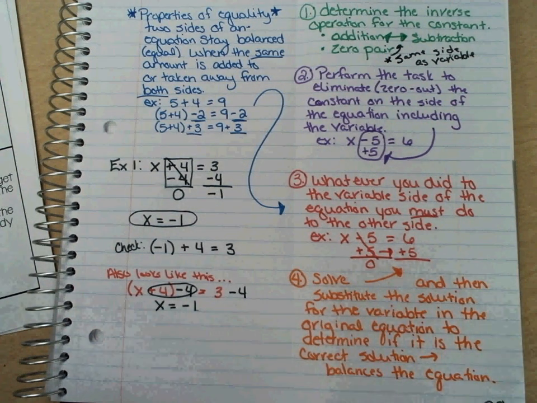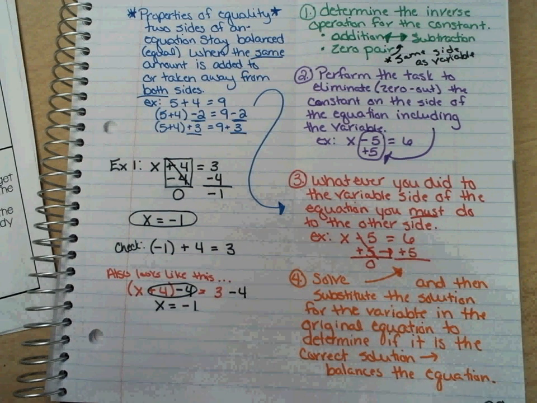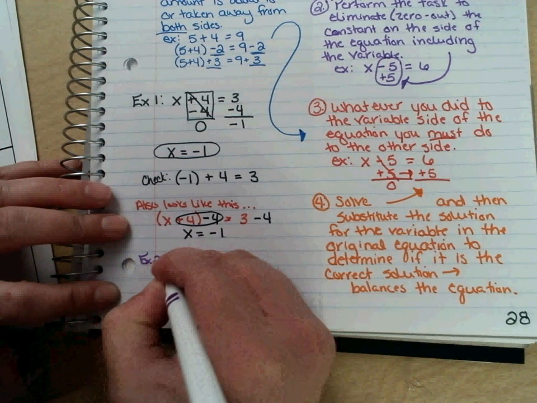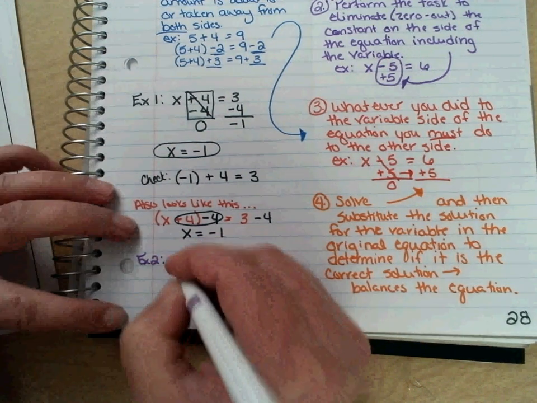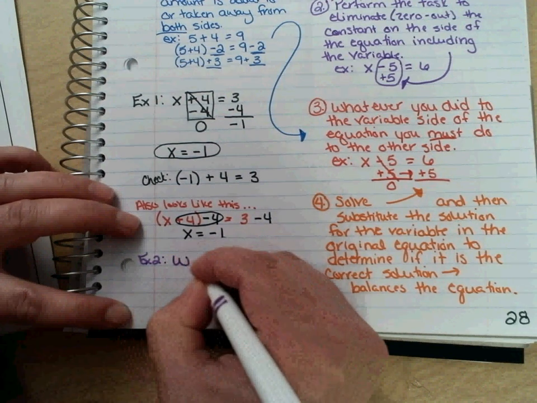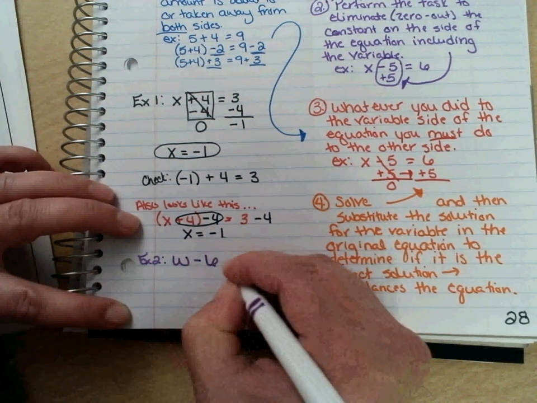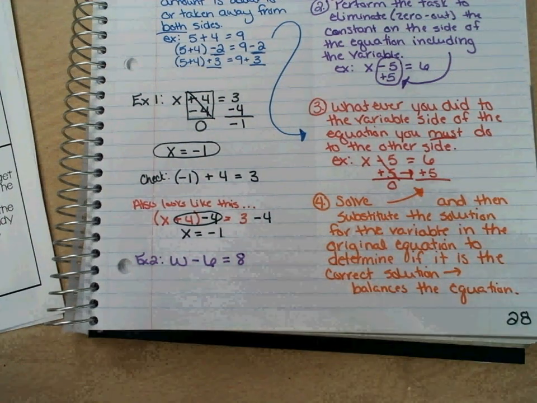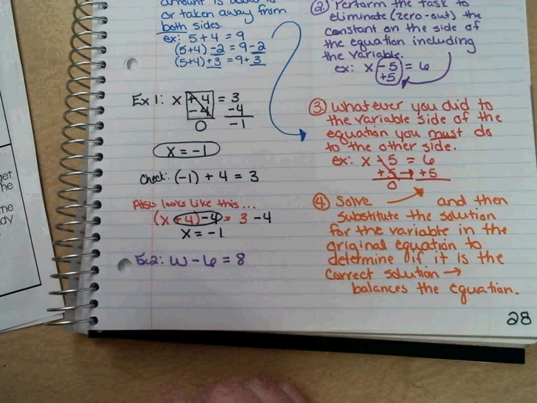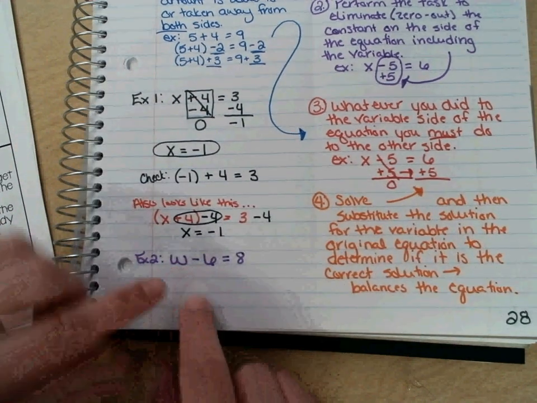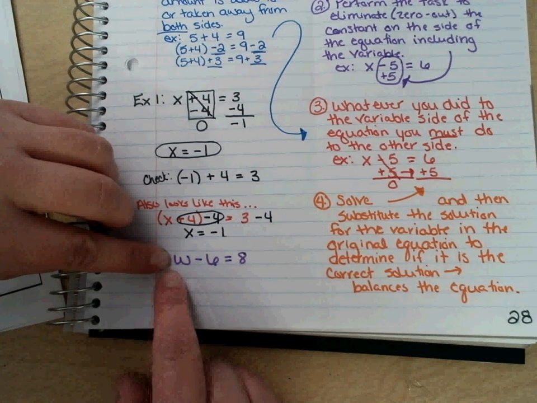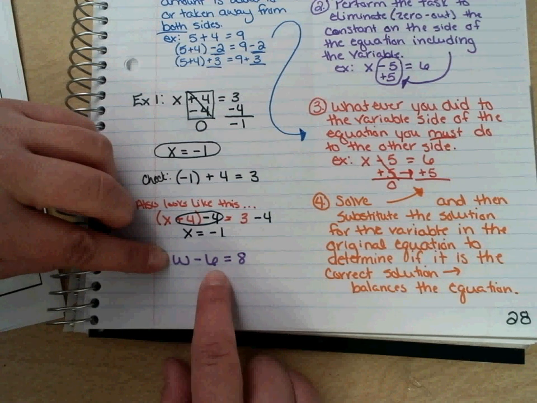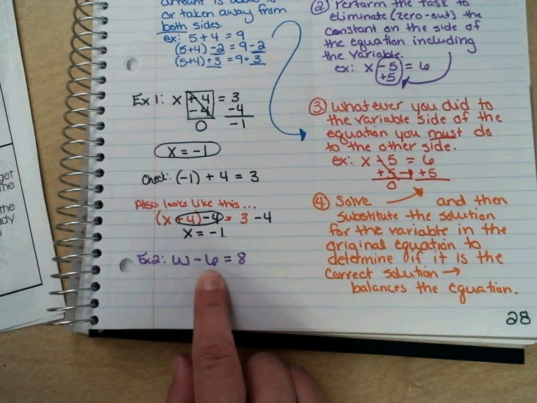So here we go. Let's do another example. Let's do example number 2. I have w minus 6 equals 8. Okay, so going step by step, what do I need to do to the variable side over here, because I want to get w, my variable, by itself? What do I need to do in order to get him by himself? I look at my constant that's on the same side. I've got to use the inverse operation.